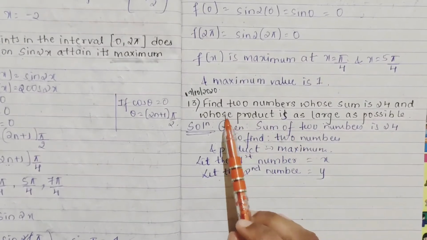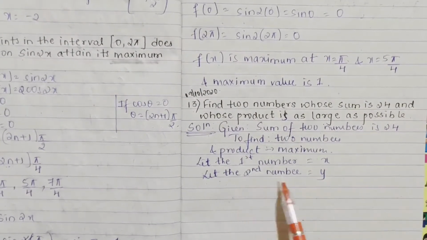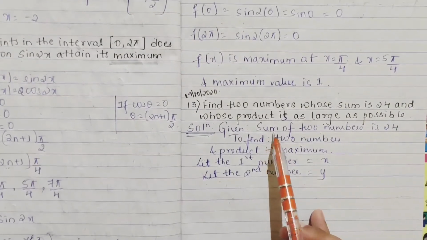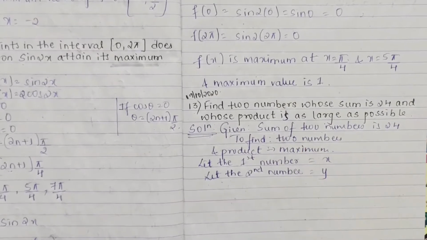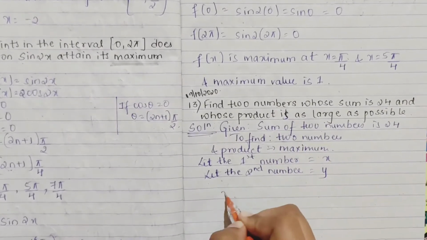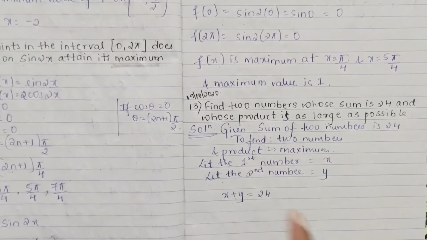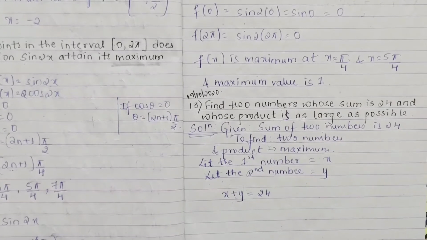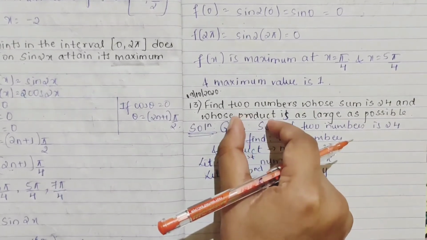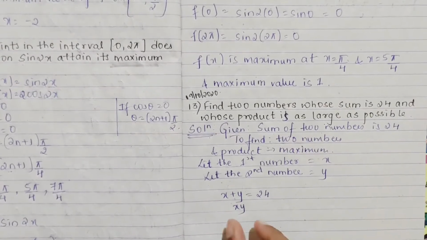So they are telling us to find two numbers. How will we do it? Let the first number be x and the second number be y. They have given the sum of two numbers. Sum means addition. So x plus y is equal to 24. And again, they have said whose product is as large as possible. Product, which means xy.